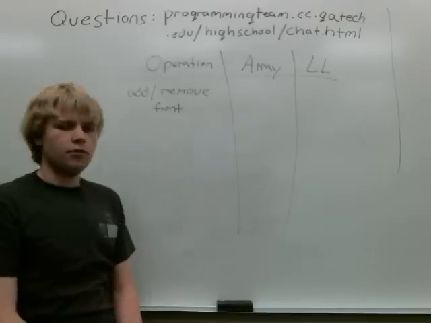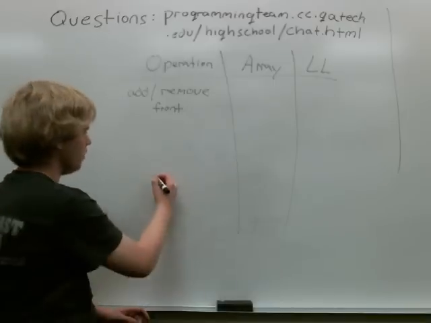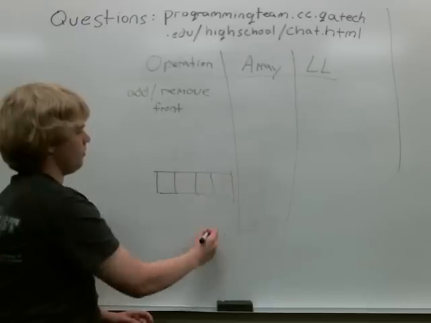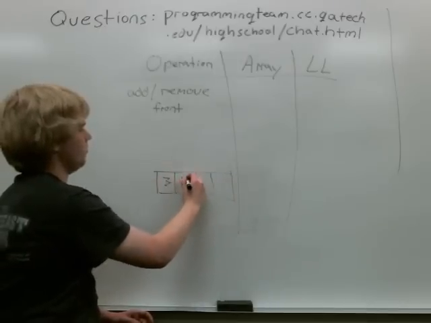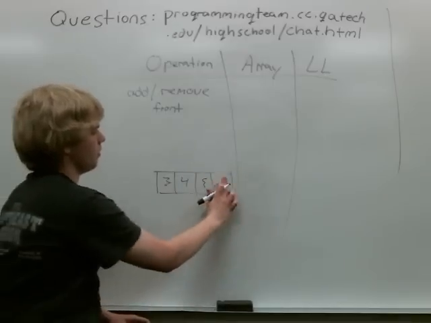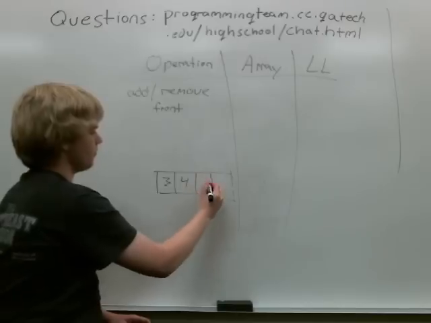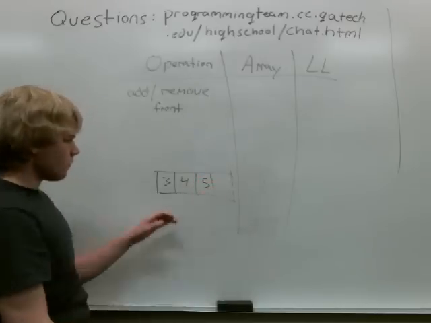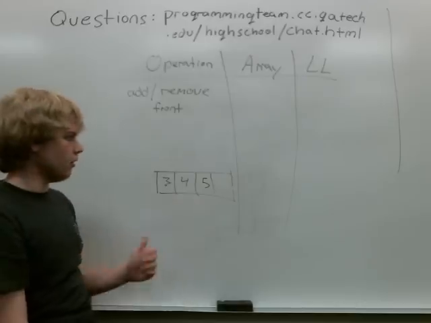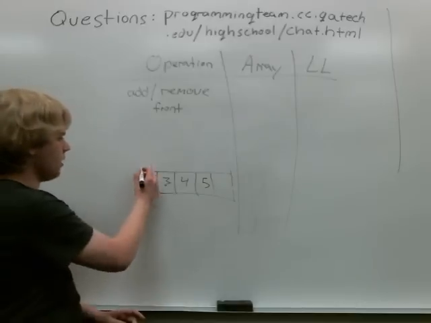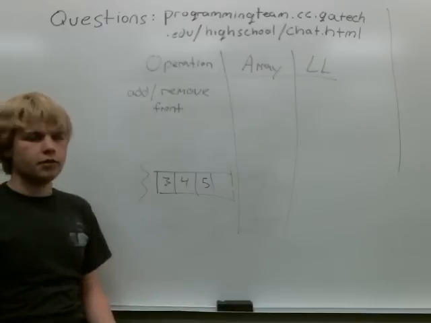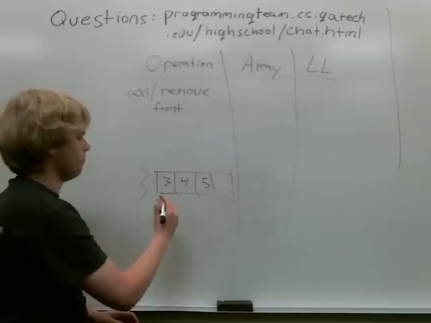Okay. So for an array, you can imagine you have this chunk of memory, and you already have some elements in here. It doesn't really matter what they are. So now we want to add 2 to the front of this array. The problem is there is nothing right here. We can't make this array larger to accommodate the 2. So we're going to have to shift this over.